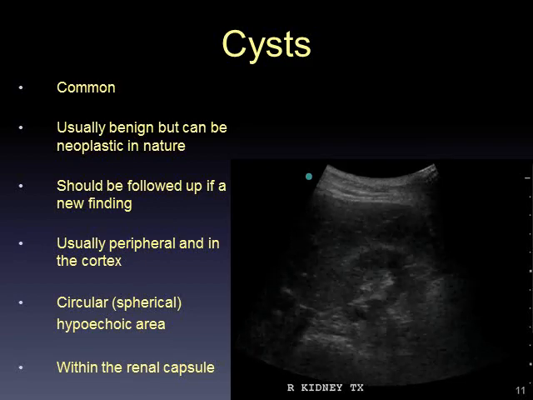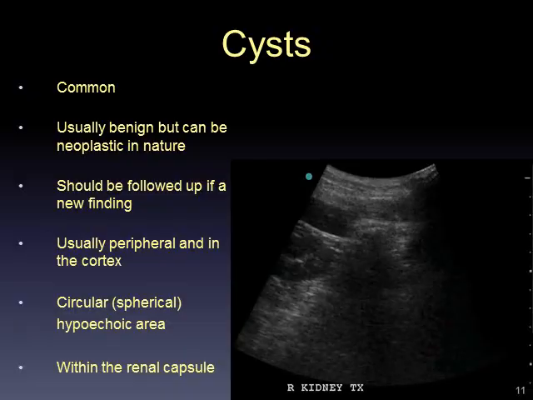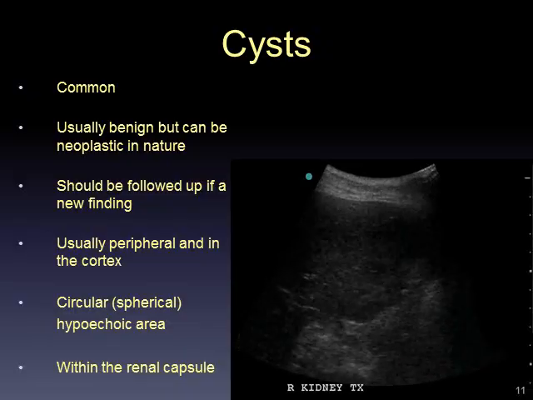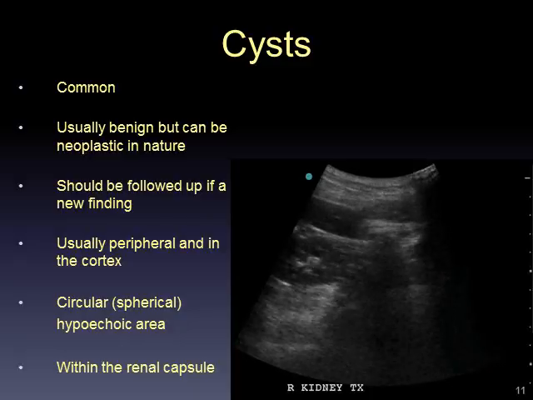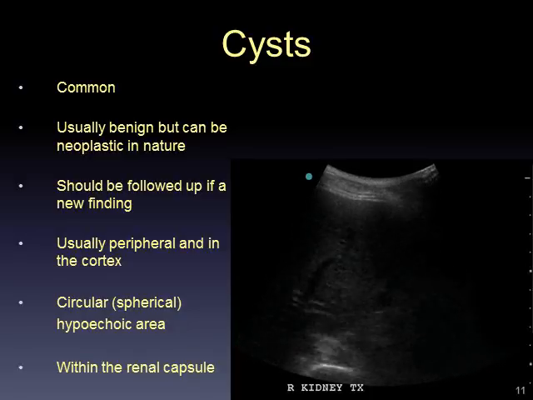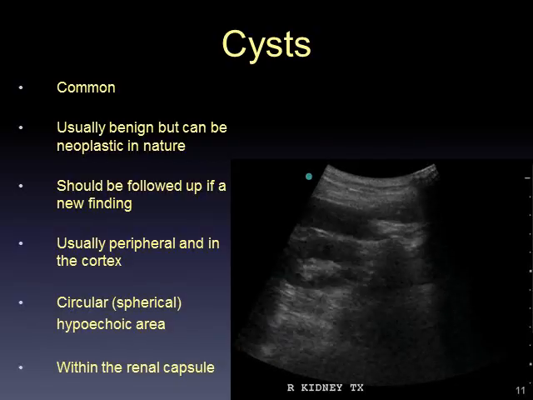As with anything you identify, you should fan through it. Convince yourself that it is, in fact, circular and has an ending, so it's a sphere and not a fistula or something like that. And make sure that you can convince yourself it's within the renal capsule, as you may be misinterpreting a liver cyst, for instance.